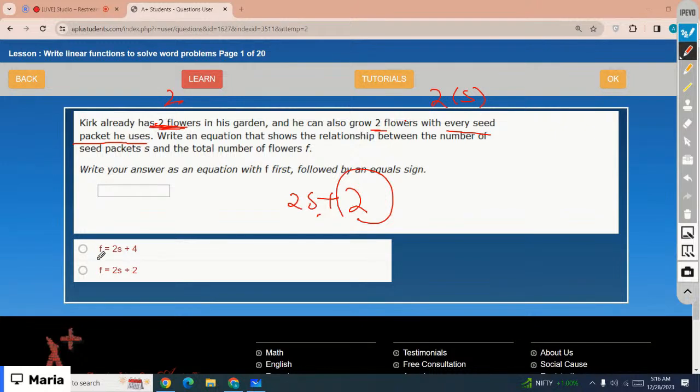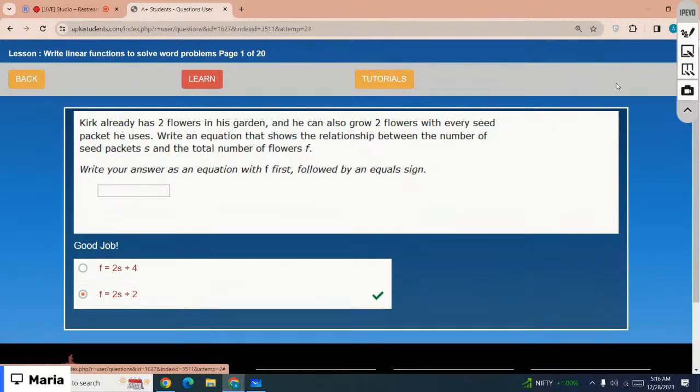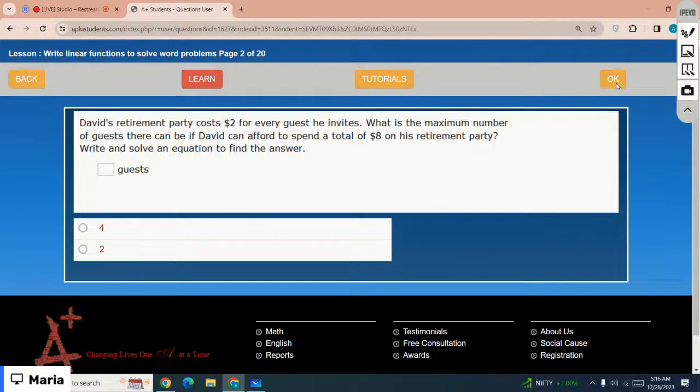So the correct option is option number 2, right? Okay, let's just see the second one. David's retirement party costs $2 for every guest he invites, right?